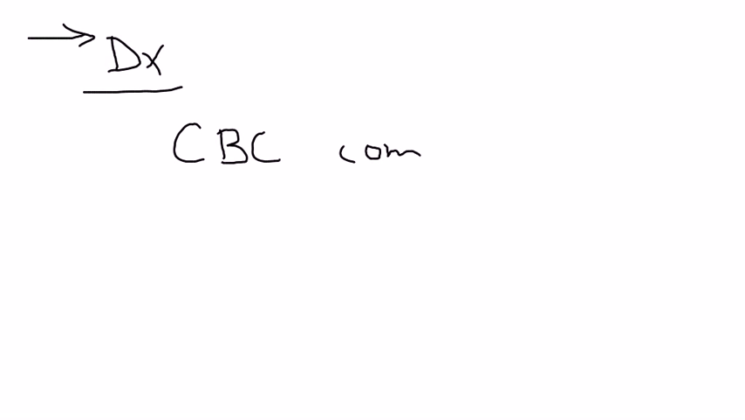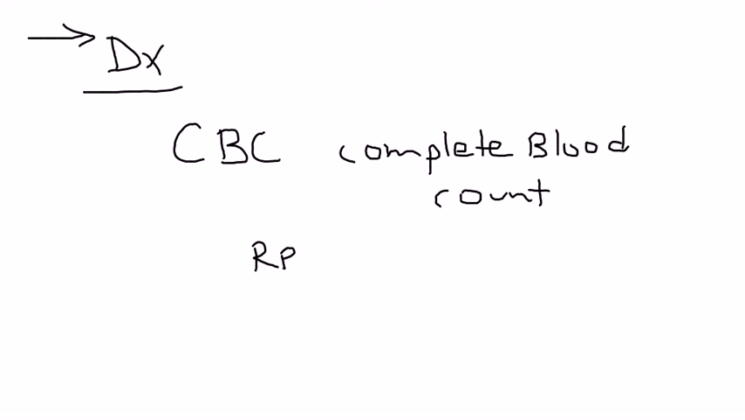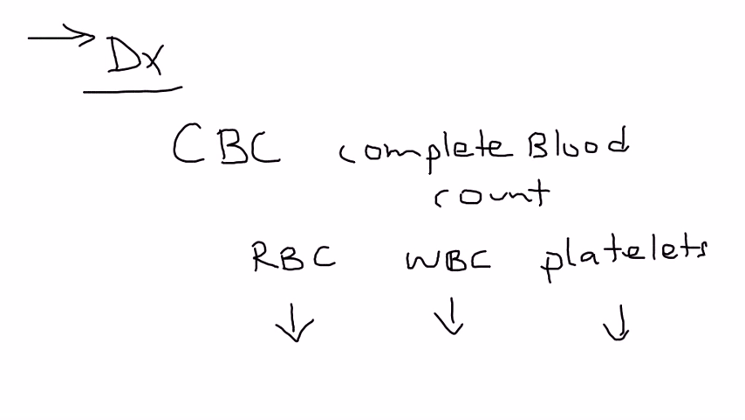So if a child comes in with all these symptoms, what would be some of the initial tests you would do as a diagnostic workup? Well, the most common one, of course, is a CBC, also known as a complete blood count. The CBC will tell you the red blood cell count, the white blood cell count, and the platelet count. And of course, you would expect that these would all be low. And I'll talk a little bit about that later.